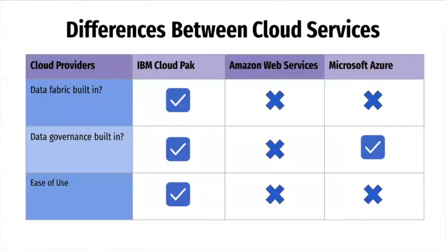Now we'll be comparing IBM Cloud Pak with its competitors. IBM Cloud Pak has data fabric built in, while the other services do not, and they only provide a third-party extension for their own services. IBM Cloud Pak also has data governance built in, while Amazon Web Services has, again, another extension that you can connect with the service, but Microsoft Azure does have Microsoft Purview.